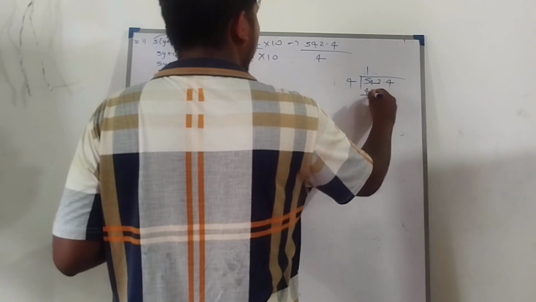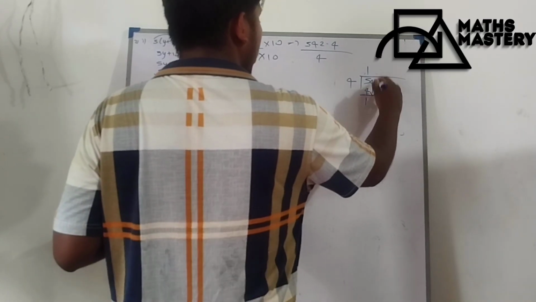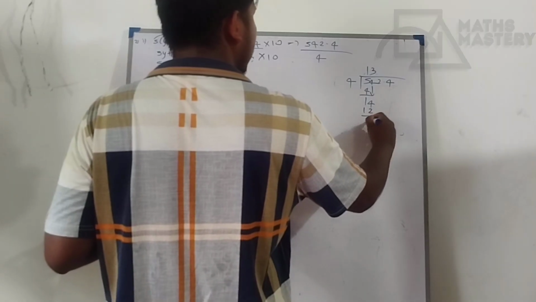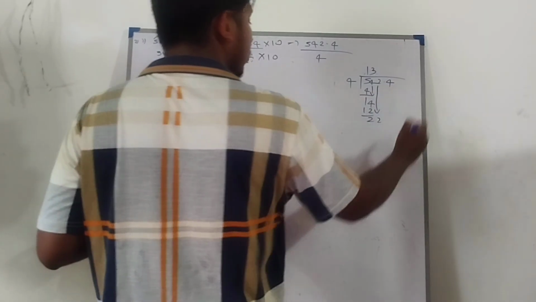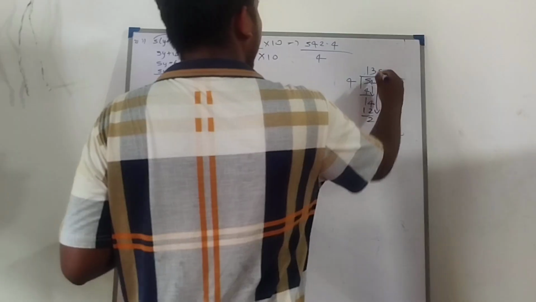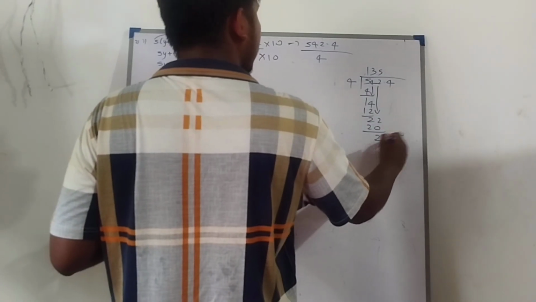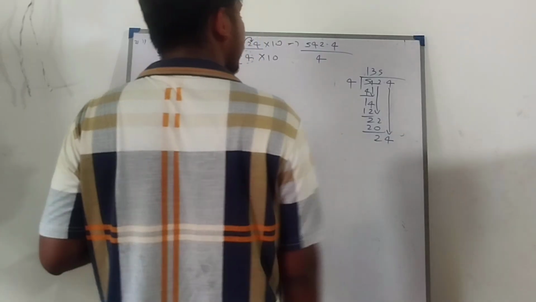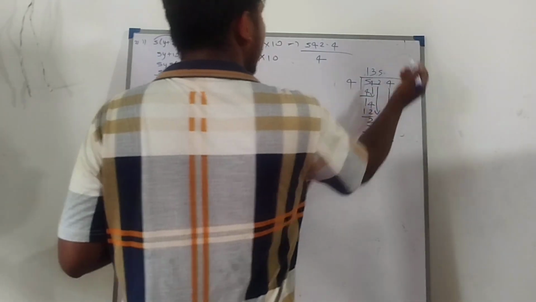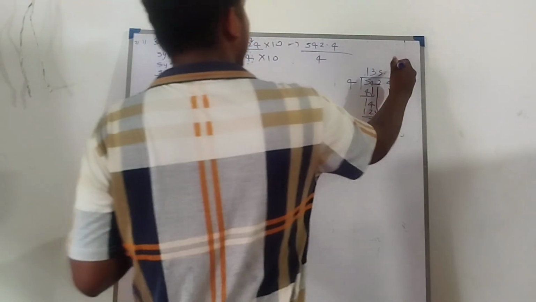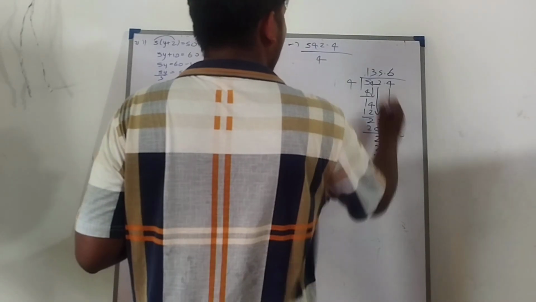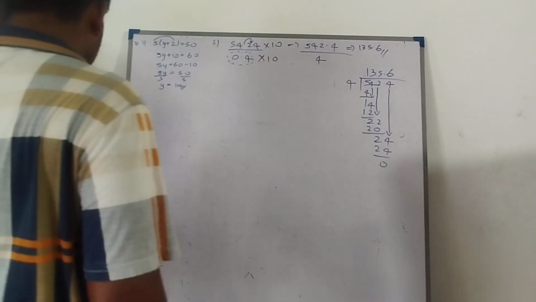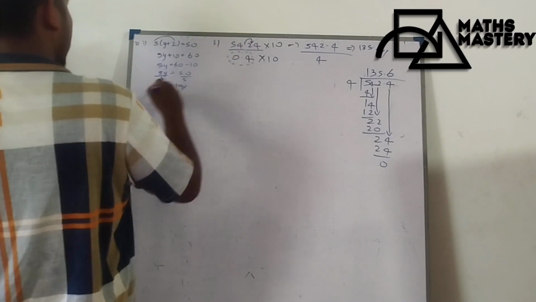4 times 1 is 4. 5 minus 4 is 1. You bring this 4 down. 4 times 3 is 12. 14 minus 12, the answer is 2. And you bring this 2 down. 4 times 5, the answer is 20. 22 minus 20 is 2. And you bring this 4 down here. Since there's a decimal here, you put the decimal on the top. 4 times 6 is 24. The answer is 135.6. Okay. Roman number 3.